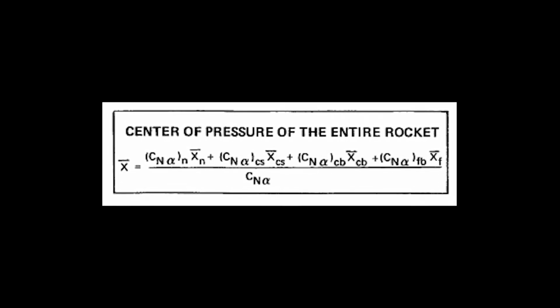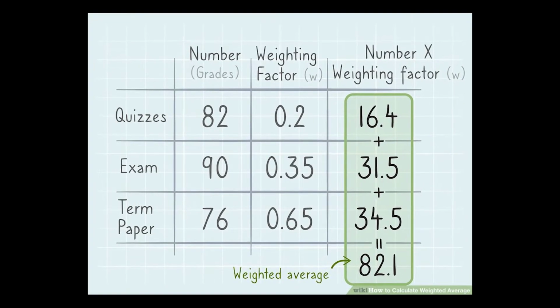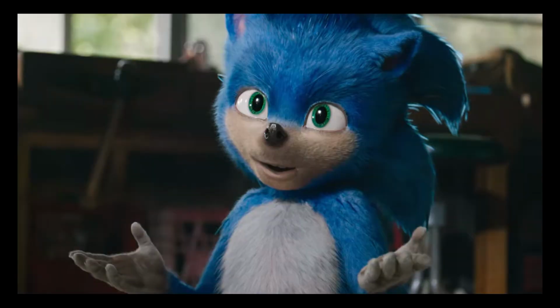But I digress. On the surface, it kinda looks like the original model for the Sonic movie. But what if I told you it was just a weighted average? You heard that right. This seemingly terrible equation is, in its most simple form, a weighted average formula of the centers of pressure for each component. So now terrible Sonic is looking a little more like better Sonic.